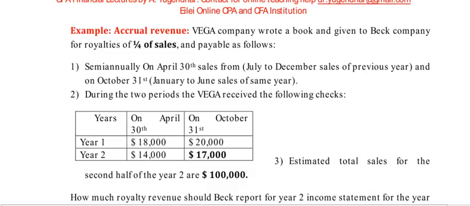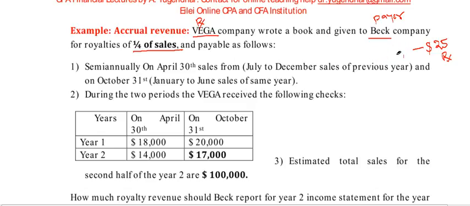Read the question. Vega company wrote a book, so Vega is going to receive royalties from Beck company. Beck company is the royalty payer, for a royalty of 1/4 of the sales. For example, if sales is $100, then the royalty will be $25. Just for understanding I am writing it here.